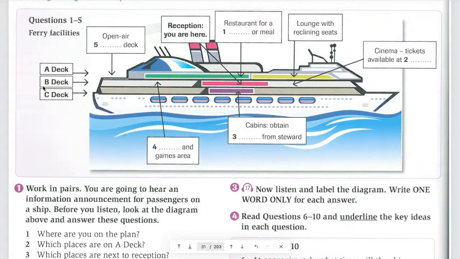So the lounge is like a hall, a very big area where you can wait for someone, or you can sit there and relax. Normally in any kind of big area, they have a lounge for you. Here they say a lounge with reclining seats, right? Reclining, that means seats, maybe some chairs or sofas where you can sit.